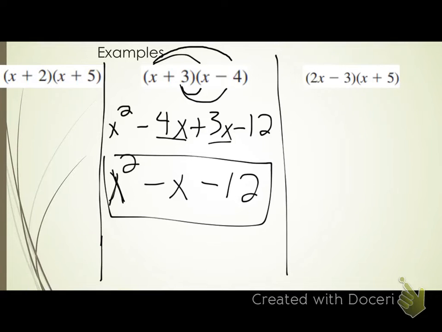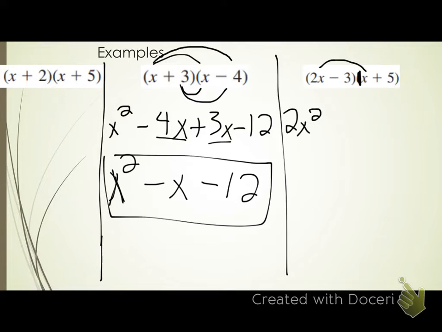Okay, next one on this slide, 2x minus 3 times x plus 5. What are my first terms? 2x and x. Okay, what is 2x times x? 2x squared. Remember, you got to multiply the coefficients. So what's 2 times 1? 2. Whenever we're multiplying something with the same base, I do what with the exponents? Add them. So I got 1 plus 1, which gives me 2. So that's how I get 2x squared.